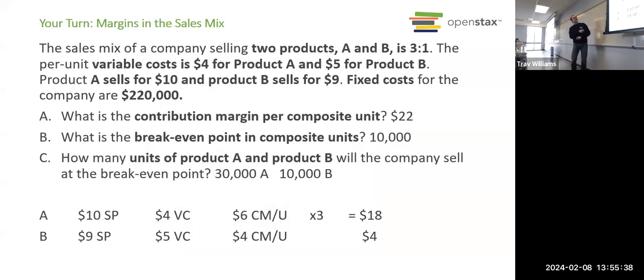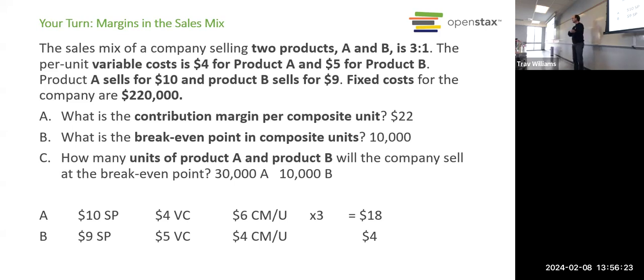So, oh yeah, let's go through this example. So there are only two products here, product A and product B. They sell 3 units of product A for every 1 unit of product B. Got it? 3 units of A for every 1 unit of B. The variable cost per unit is $4 for product A, $5 for product B. Selling price is $10 for A, $9 for B, and fixed costs are $220,000. Okay, what is the composite margin per composite unit? Well, we already have an answer here, $22. But how did we get that? Where did that come from?